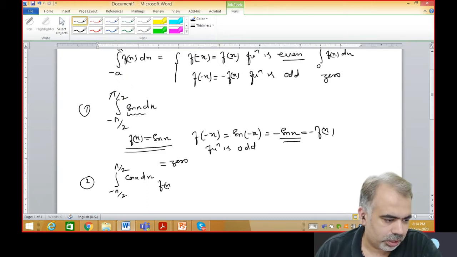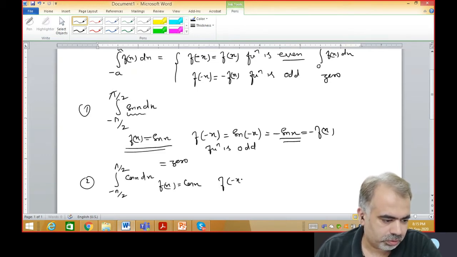Now in that case, see, we do this kind of activity only whenever the limit is from minus a to a, like minus pi by 2 to pi by 2. If it is 0 to pi by 2, you can't apply this property. So this is a very important point, keep it in your mind. So here f of x is cos x.